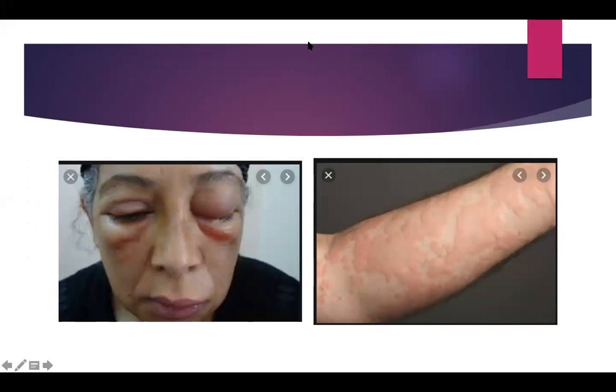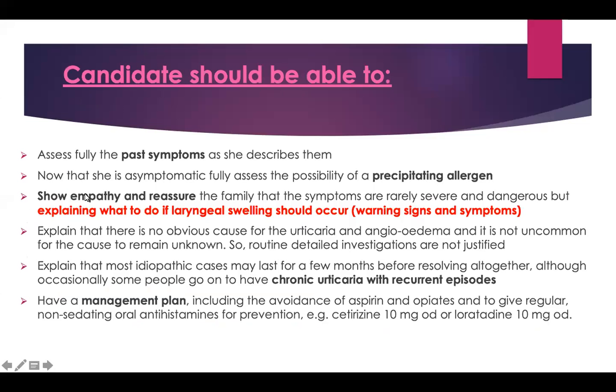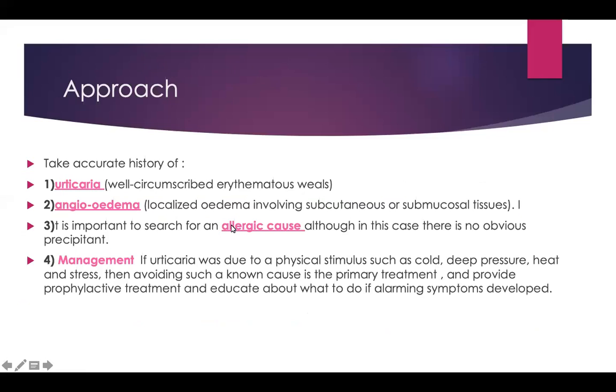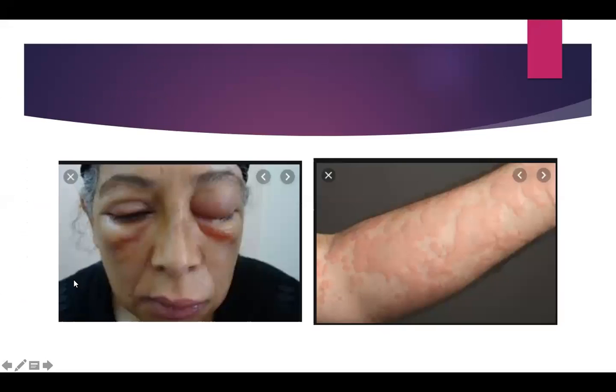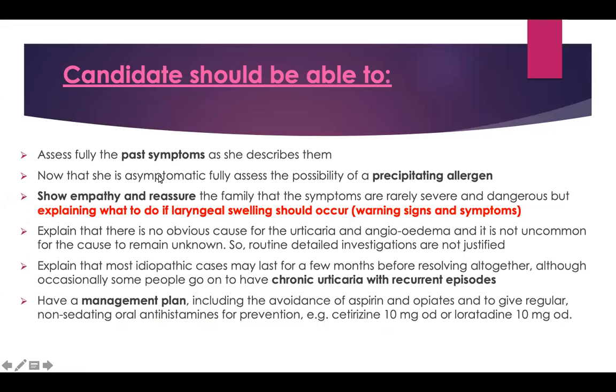So the candidate should be able to assess the lesions, okay? How severe was it? Was there any associated anaphylaxis or not? And search for the allergen and set a management plan, because that was her concern. She was afraid that it may happen again, okay? So the candidate should be able to assess fully the patient's symptoms as she describes them. Now that she's asymptomatic, today she came to you asymptomatic, fully assess the possibility of a precipitating allergen, because she may have the attack back, but there wasn't any allergen known at least, okay?